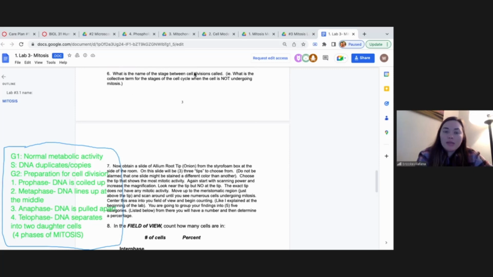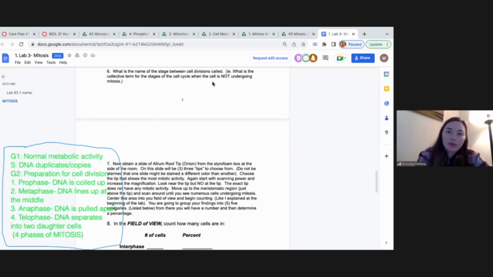Okay, so what is the name of the stage between cell divisions called? What is the collective term for the stage when the cell is not undergoing mitosis? So G1, S, and G2, right? That's when the cell is not going through mitosis, and that has a name, interphase, right? So all three of those are interphase. So mitosis is prophase, metaphase, anaphase, and telophase. Interphase is G1, S, and G2. Okay.